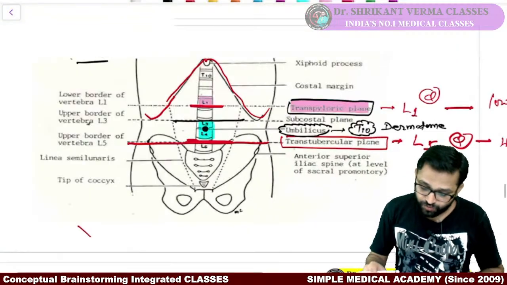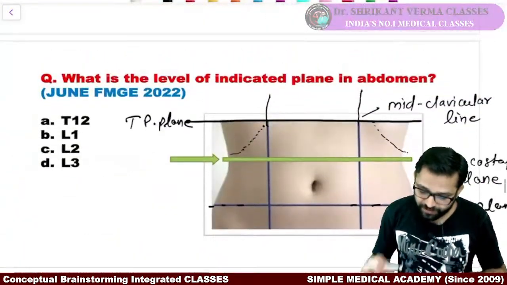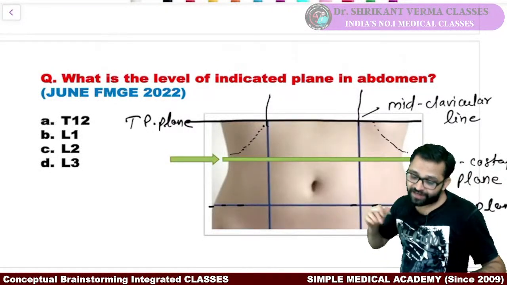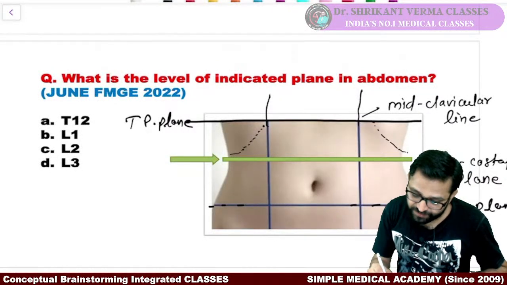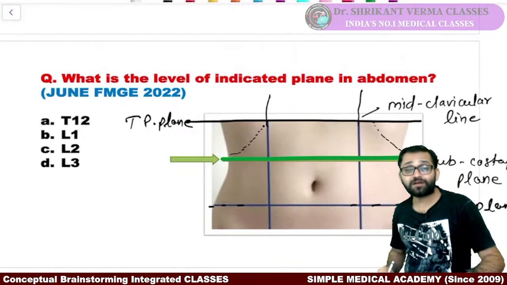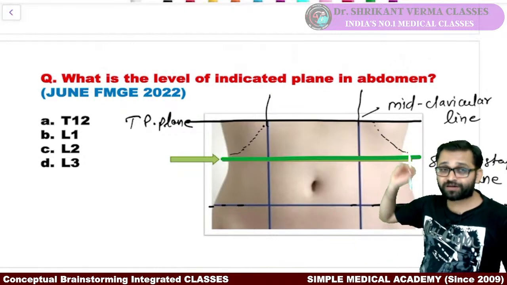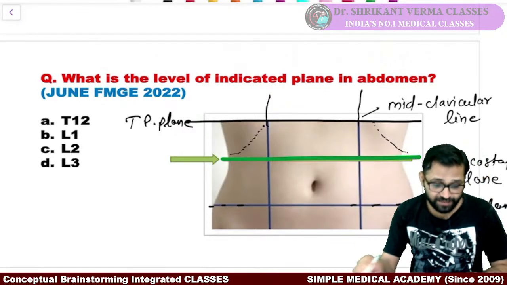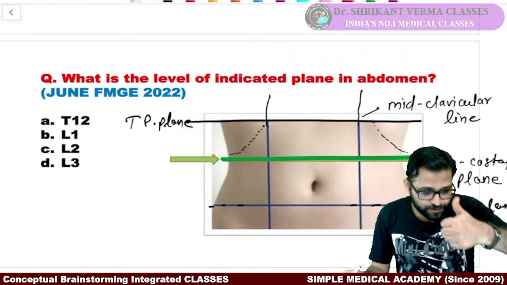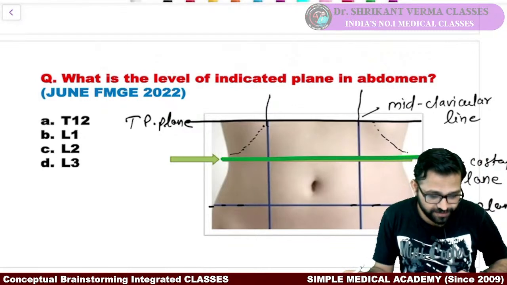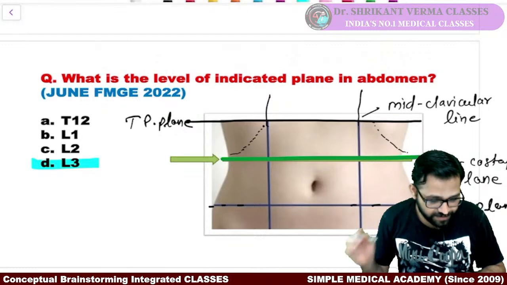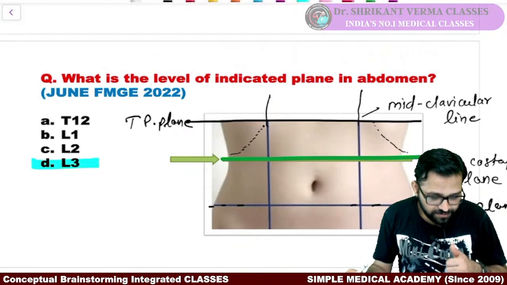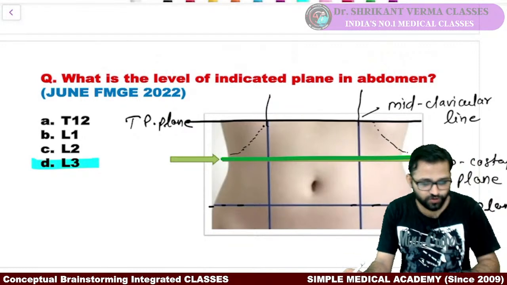Okay, so all things are clear. Can you tell me what is the answer? What is the plane? This is the plane which is passing below our rib margin. So what will you mark? T12, L1, L2, L3. Tell me what is the answer, beta. Yes, Sparsh is correct. You are right, beta. Yes, the answer is D. So Ganesh, yes, thank you, beta.